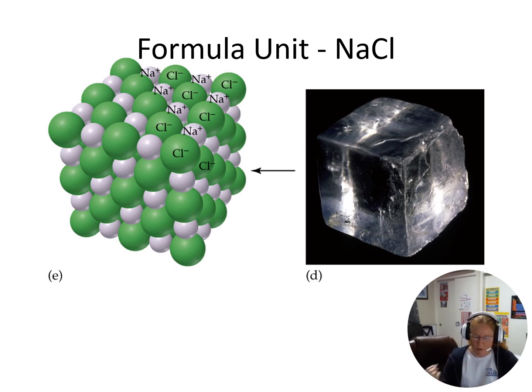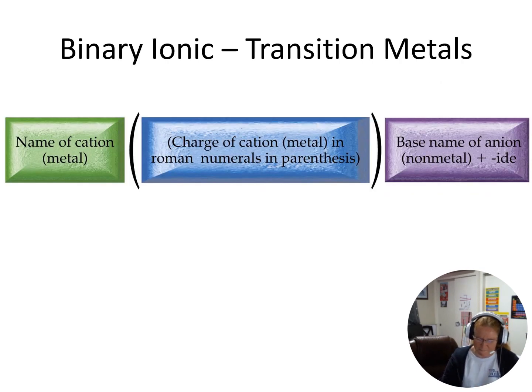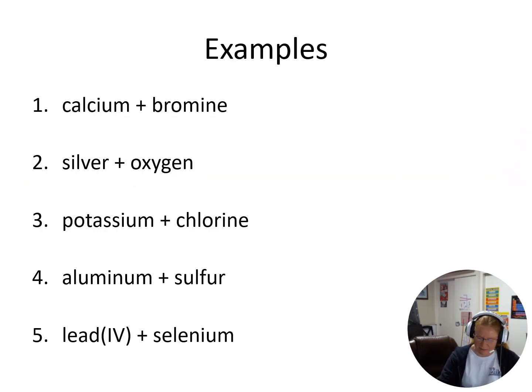Okay, so when we name these, we're going to have the name of the cation, which is our metal, and then the base name of the anion with that IDE ending. Or if it's a transition metal, we'll have the name of the cation, the Roman numeral denoting the charge, and then our anion with that IDE ending. Okay? So let's look at a few of these and start doing some examples.